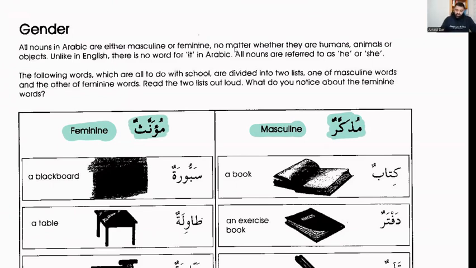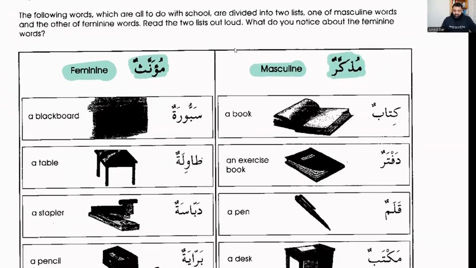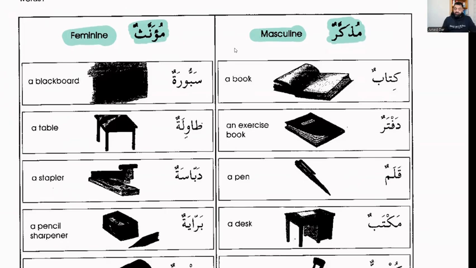Mu'annathun. Good. Now, let's go through these words, and I'm not going to tell you, you're going to work it out for yourself. The first word is book. The word for book in Arabic is kitabun. Repeat after me, kitabun. Good. Now, the word for a blackboard or a board is saburatun. Repeat after me, saburatun. Good.